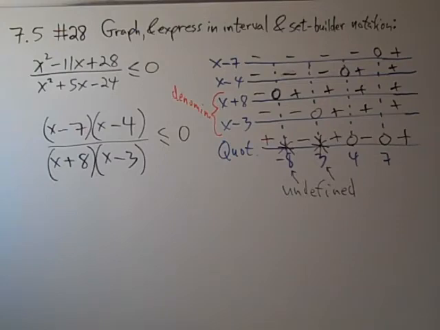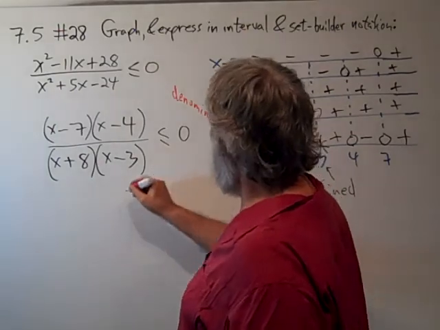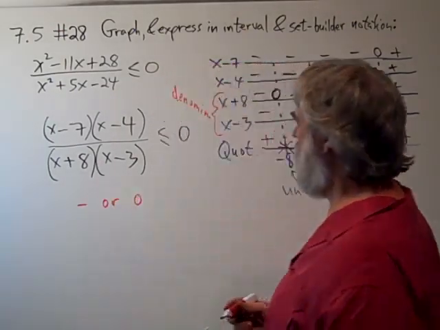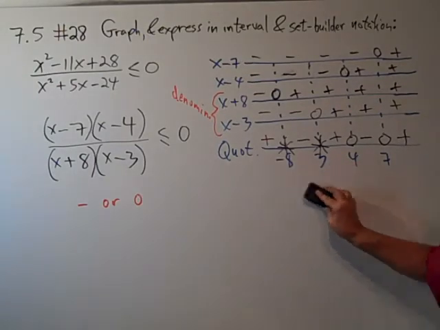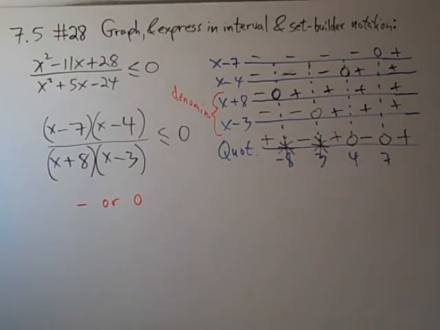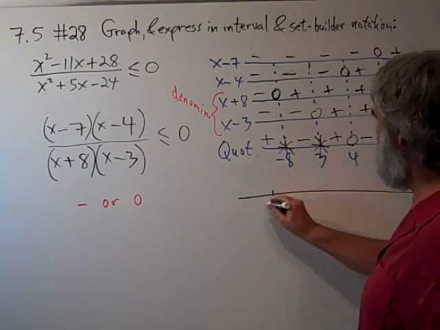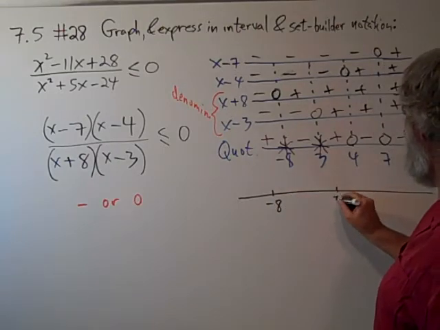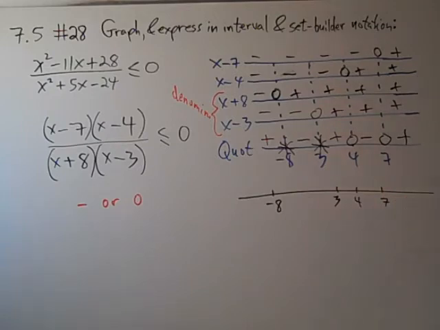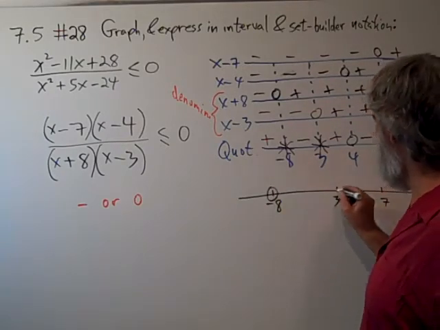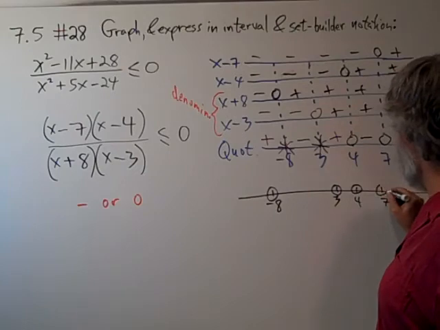That last line tells us everything about this rational expression. We're looking for where it is negative or 0. Where are the negatives and the zeros? Let's graph where the negatives and the zeros are on a number line here. Let this be negative 8. This is 3, 4, and 7. So make a little circle around each of these points on the number line.